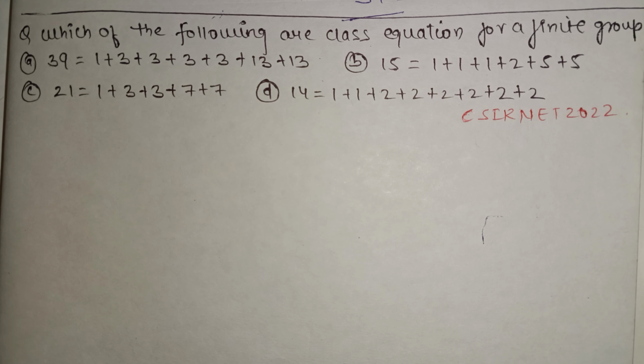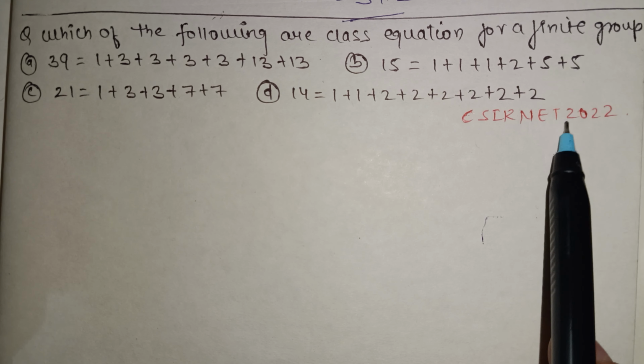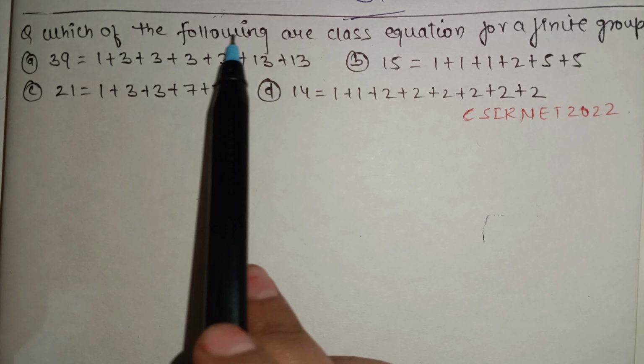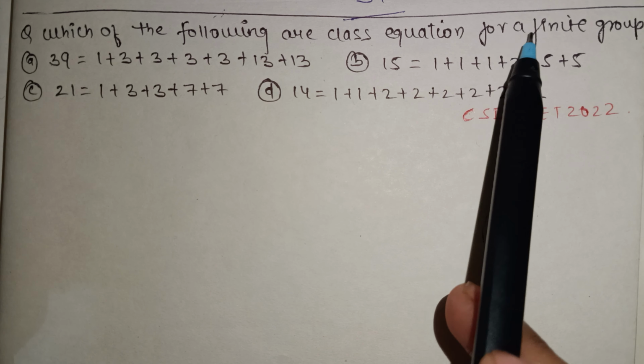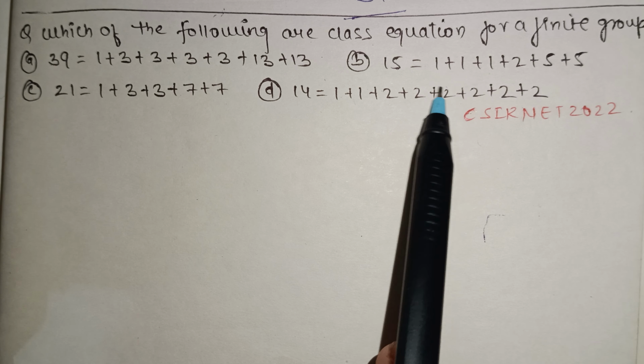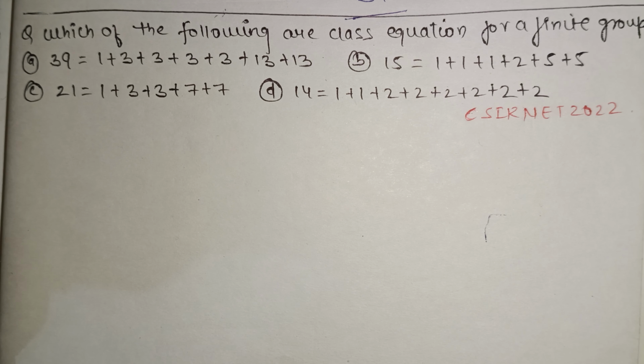In this video lecture, I am going to discuss the next PYQ of group theory, which was asked in CSIR NET 2022. So our question is, which of the following are class equations of a finite group? This is the order of the group, and this is the class equation of that order. So we have to find which of the following class equations is correct.